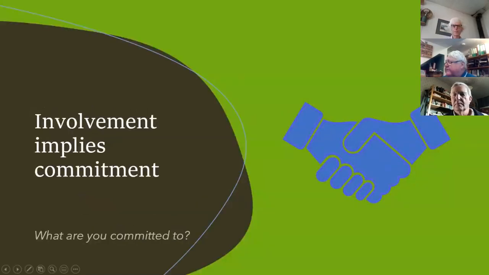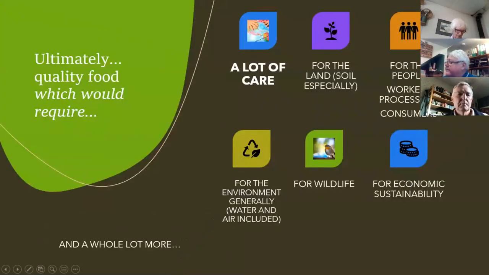And if you're involved, you'll be committed to something. So, a rhetorical question, what are you committed to? I mean, if there's particular reasons for you being on this conference, it'd be nice to know what those are. Here's some thoughts that we came across. Farming, one way or another, is about quality food. Quality food means adequate quality, adequate nutritional value, adequate availability, affordability. And that requires care in all sorts of ways.